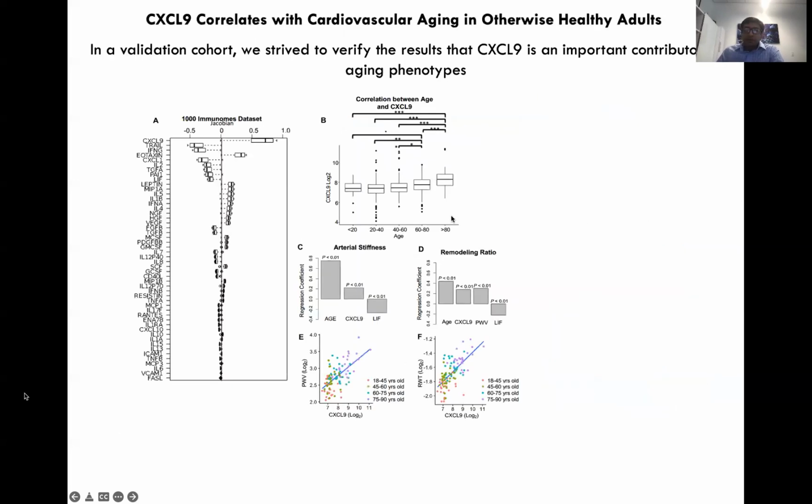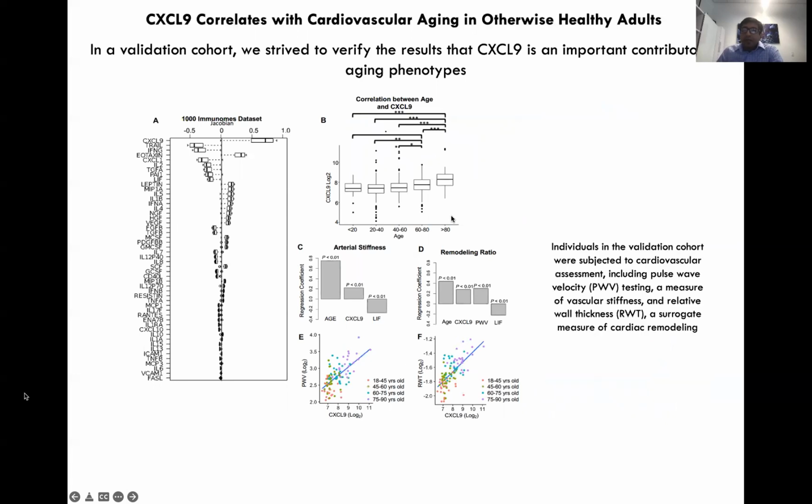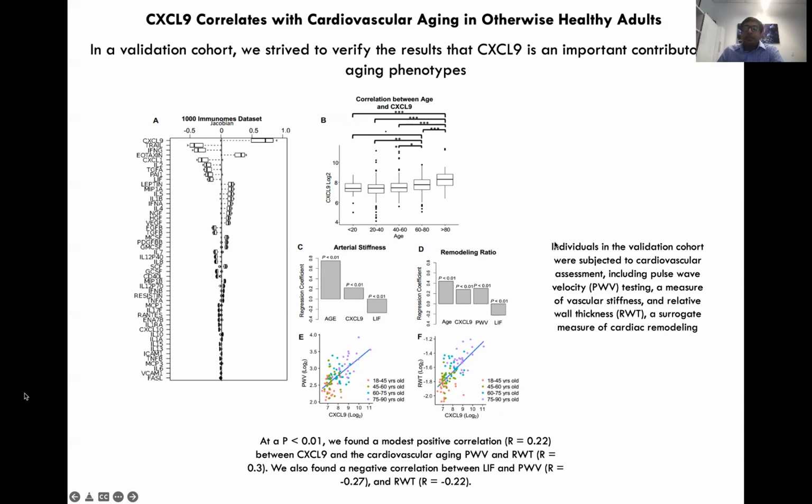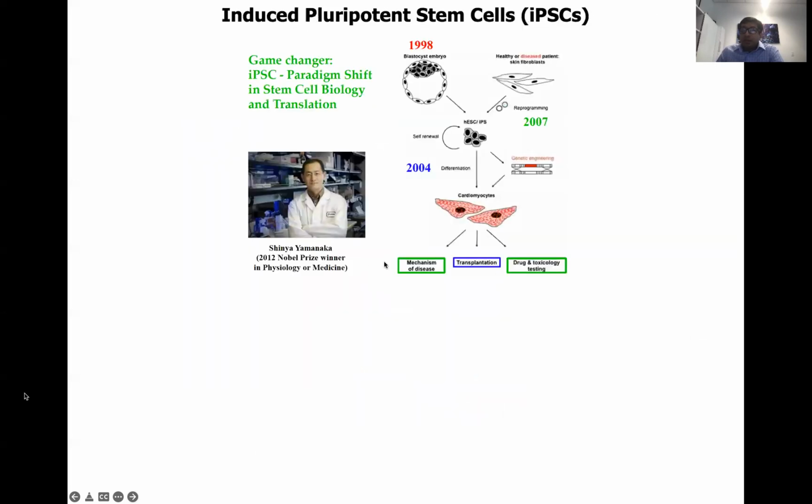This is just the same slide which we are showing, that now we can clearly indicate that our validation cohort subjected to cardiovascular assessment had a higher pulse wave velocity, which is suggestive of arterial stiffness, and a higher relative wall thickness, which is suggestive of cardiac remodeling. So now we can say with confidence that CXCL9 in these older individuals who have a higher inflammatory burden is directly correlated to a cardiovascular event, which is arterial stiffness or cardiac remodeling.